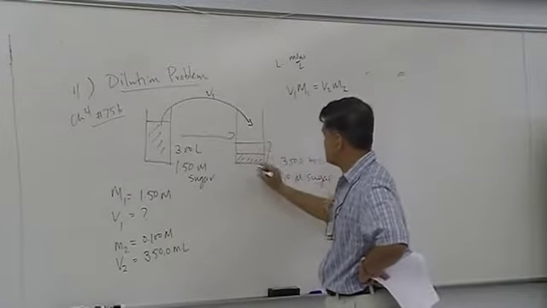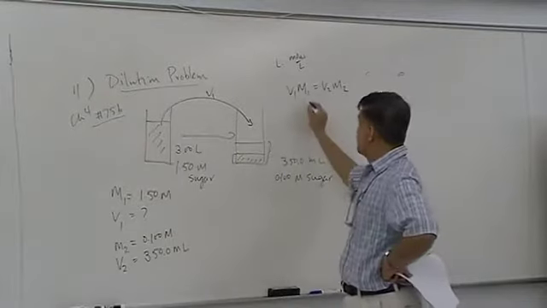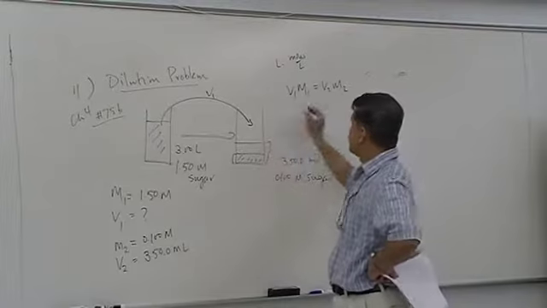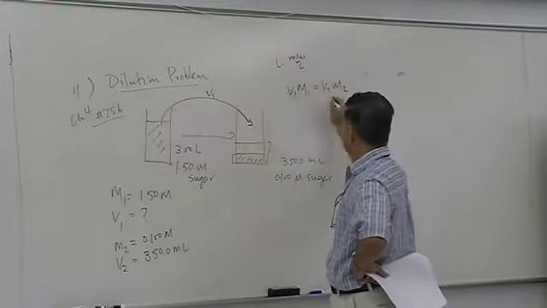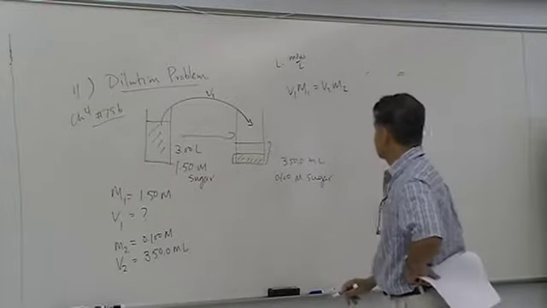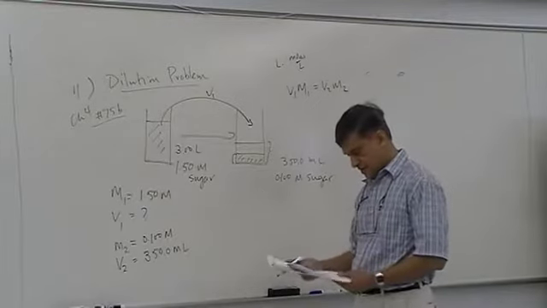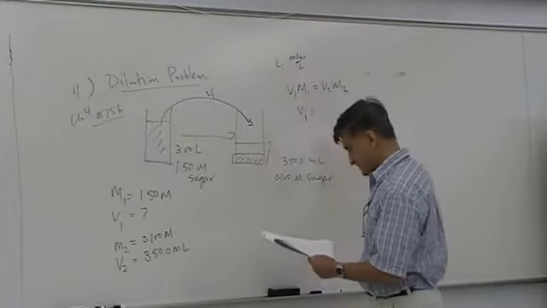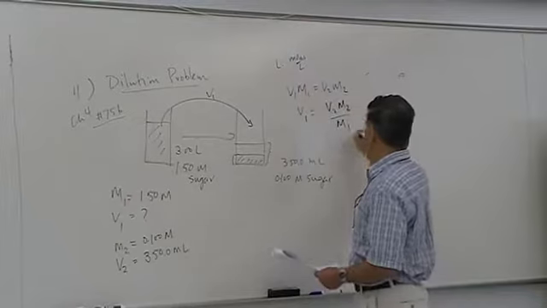V1 M1, which refers to this volume, is the moles of sugar that I took, and then by adding water, that mole amount didn't change. So moles at the beginning equal moles at the end. This is the beginning, this is the end. So then I can do the problem. Now let's solve it, and I'm going to calculate V1, which will be given by V2 M2 over M1.